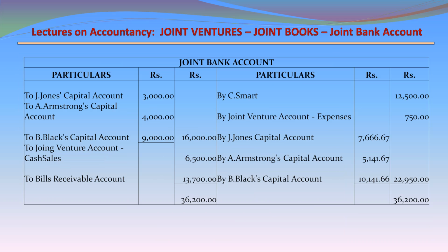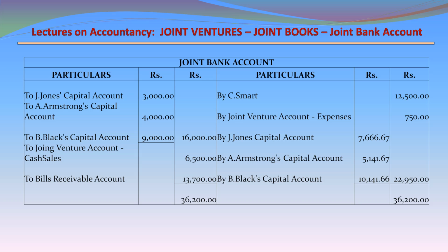Now let us prepare the joint bank account to find out whether the final settlement is made properly. On the debit side, all the receipts into the bank are recorded, and on the credit side, all the expenses and payments are recorded. Debit side: to J. Jones capital account 3,000, Armstrong capital account 4,000, B. Black's capital account 9,000, total 16,000, the capital brought into the business by the partners deposited in the joint bank account. Joint venture account cash sales 6,500, to bills receivable account 13,700.